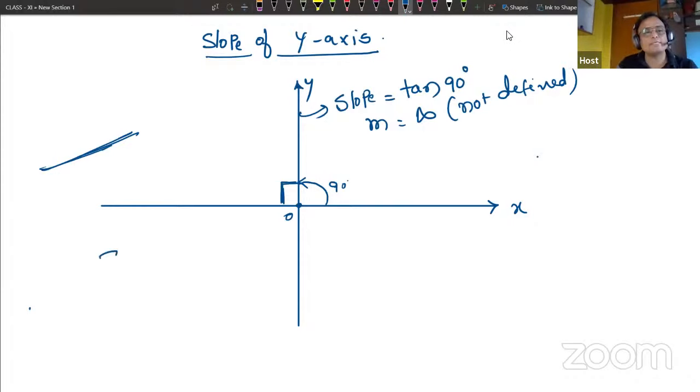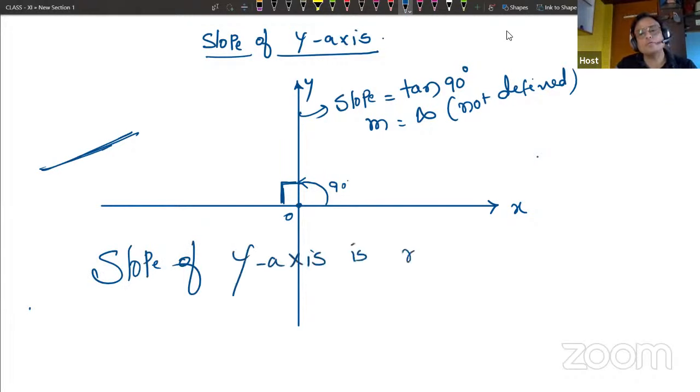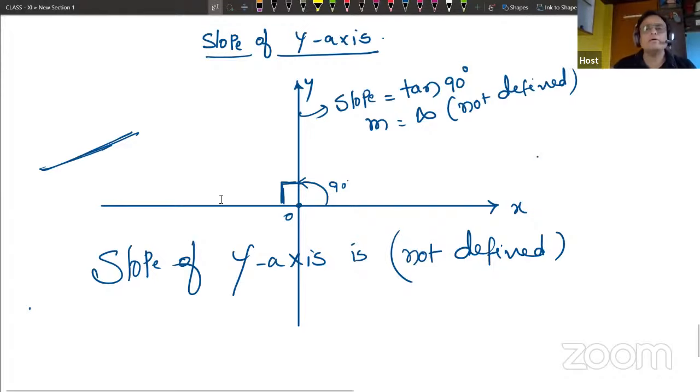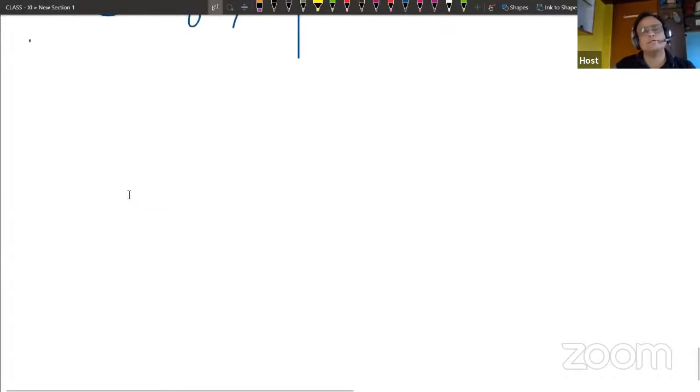Slope of y-axis is not defined. Not defined. Or you can take it as infinity also. So now, finally, what can we study here, dear students.